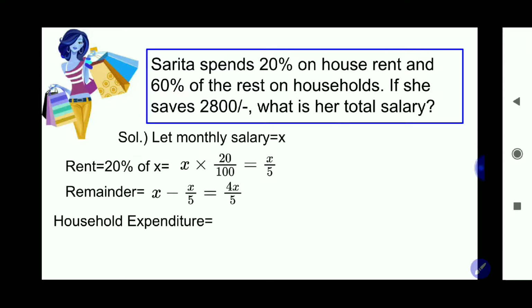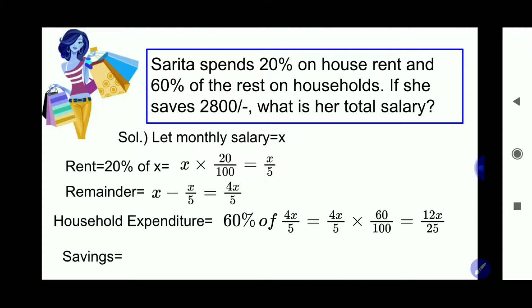Now household expenditure. 60% of the rest. So 60% of 4x by 5. By simplification we get 12x by 25. Now savings. 4x by 5 minus 12x by 25. It is 8x by 25. But in the question it is given that the savings are 2,800 rupees. So 8x by 25 is equal to 2800.